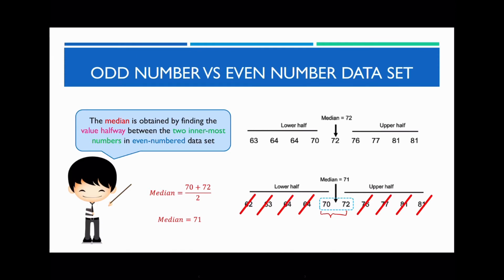And in this case over here, notice that your median value is 71, and it's not really a part of the data set at all. That's something that you just have to note. And that's one of the differences between an odd number versus an even number data set.